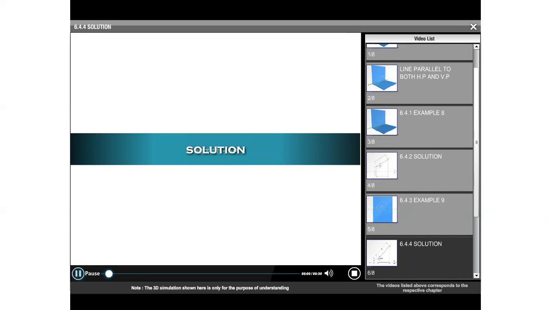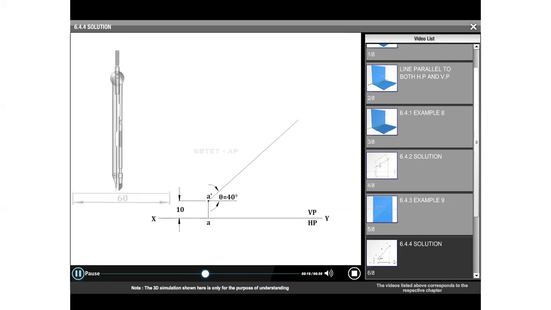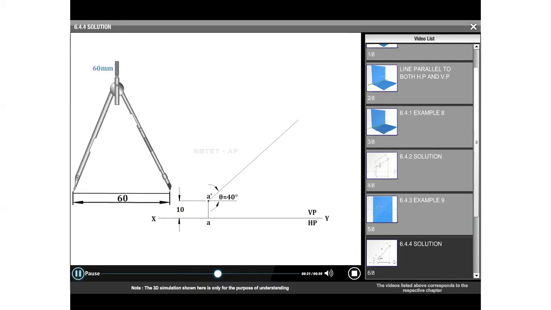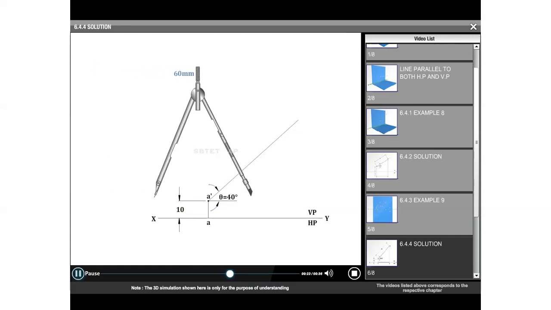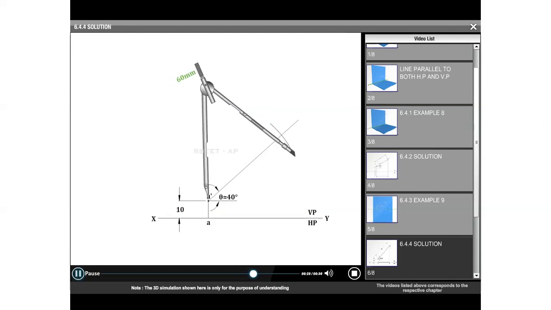Solution to example 9. Draw the projections of one end A, with A' 10 mm above the XY line and A on XY. Now draw the front view of the line A'B' with true length and true angle theta. Now draw the projectors and complete the top view AB on the XY line.